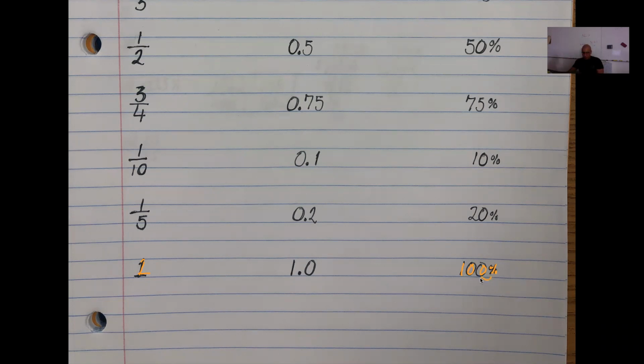Now, of course, if we move the decimal over twice, we get 1.0. That is the decimal equivalent. And by the way, remember, percents are always over 100. So 100% is the same thing as 100 over 100. And 100 divided by 100 is equal to 1. It's the same thing as over here, 1 whole.